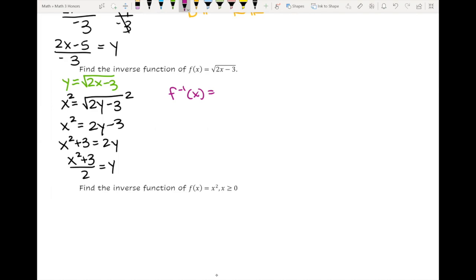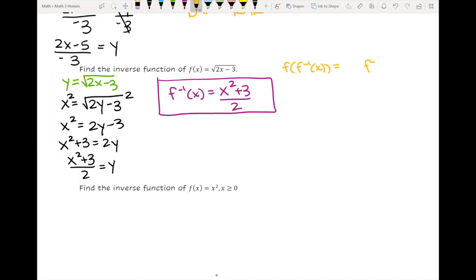So my f inverse of x equals x squared plus 3 all over 2. And again, there are multiple ways to check your answer. Last time we looked at the domain and range. On this one, we are going to look at f of f inverse of x and f inverse of f of x, both of which should equal just x if we did it correctly.